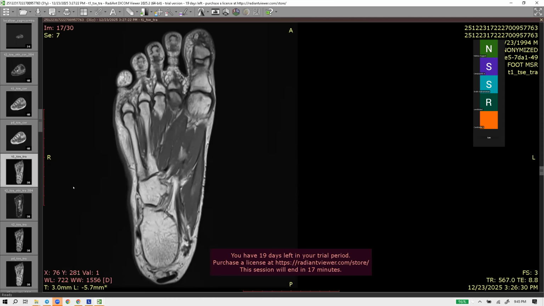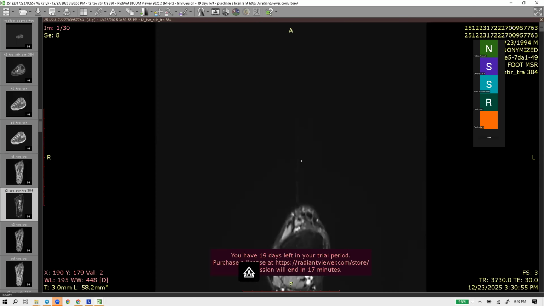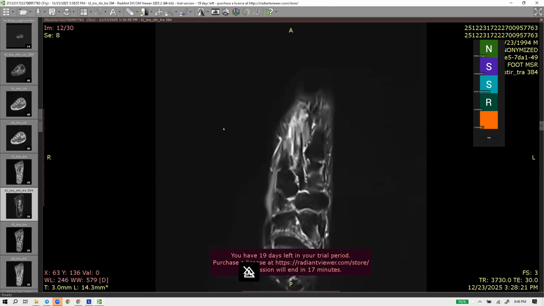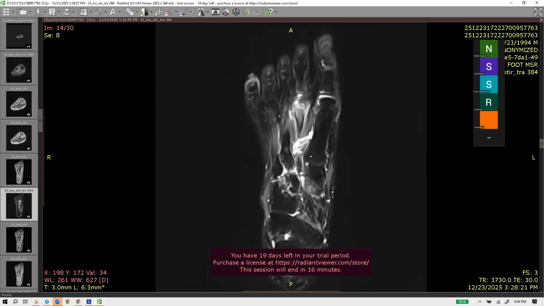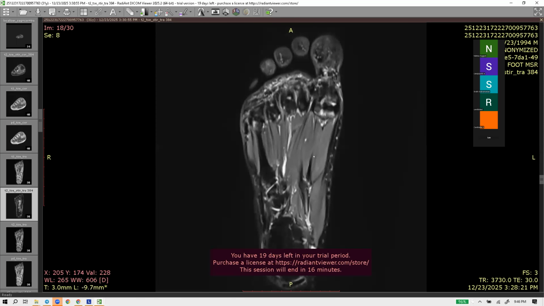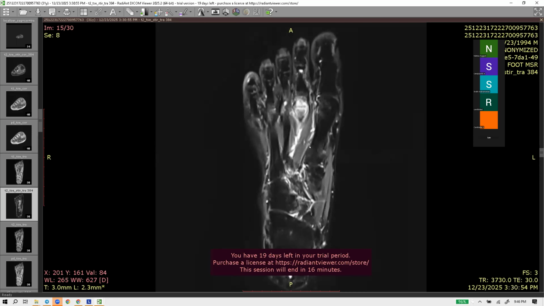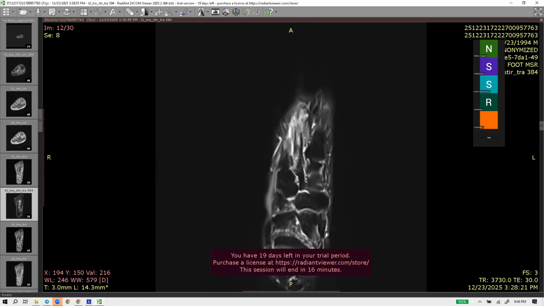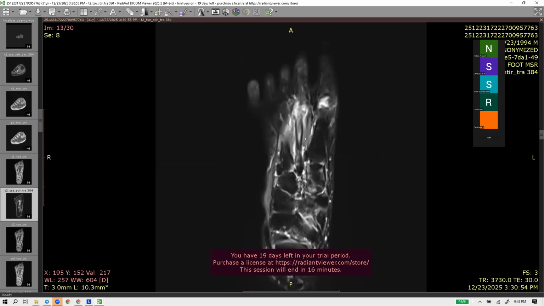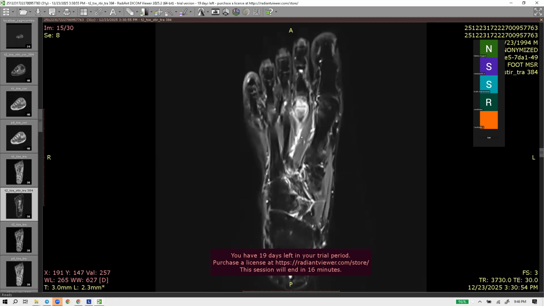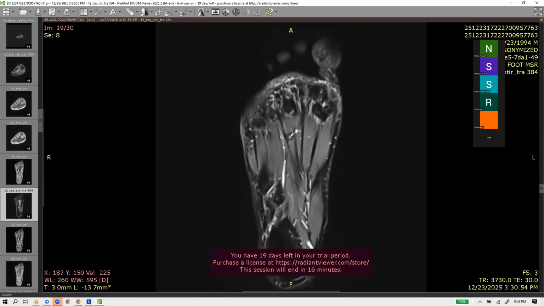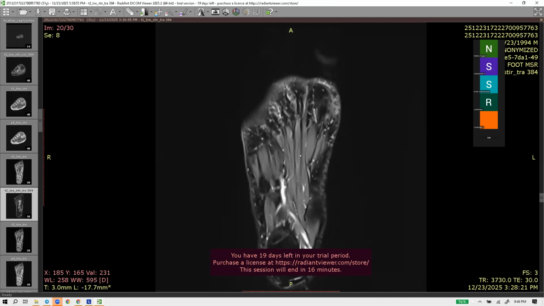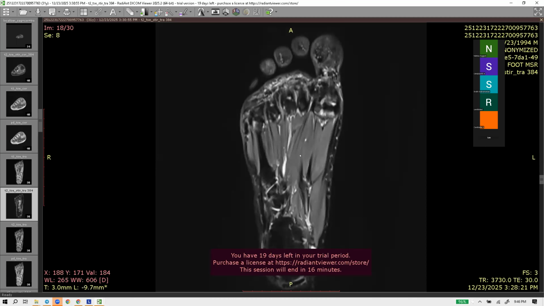Okay, here is the fluid sensitive. Again, I'm just scrolling the images. On fluid sensitive images, I can see that there is significant edema and fluid seen around the second metatarsal head. I'm suspecting a stress fracture of the second metatarsal.